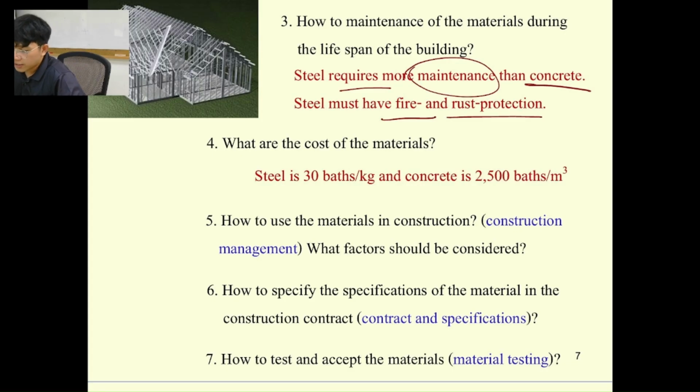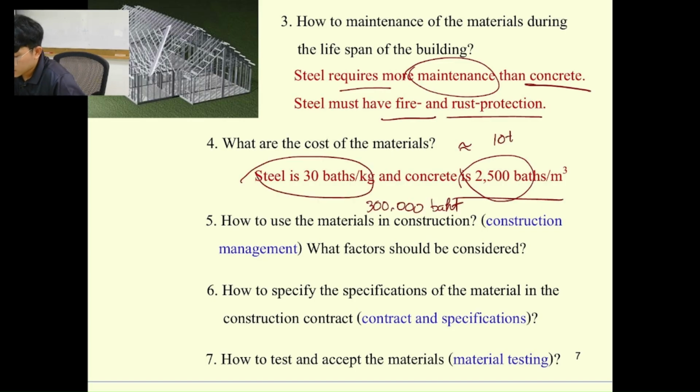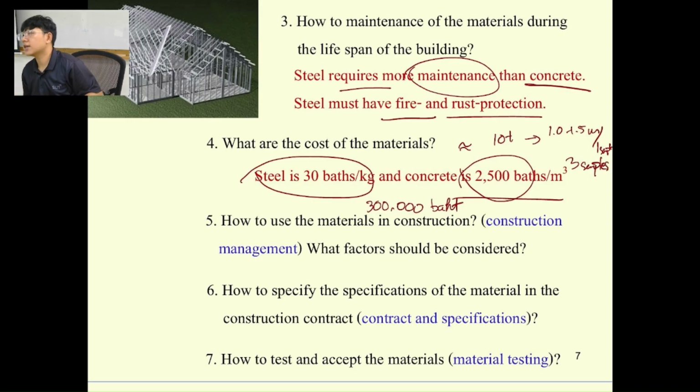If I would like 1 cubic meter of concrete, it costs approximately 2,500 baht. Right now I think it is higher than 2,500 baht per cubic meter. But steel is really expensive. When you order 10 tons, you need to cut 1 to 1.5 meters per sample, and you need at least 3 samples. It is already in the midterm exam: cut at least 3 samples and test them at the lab.